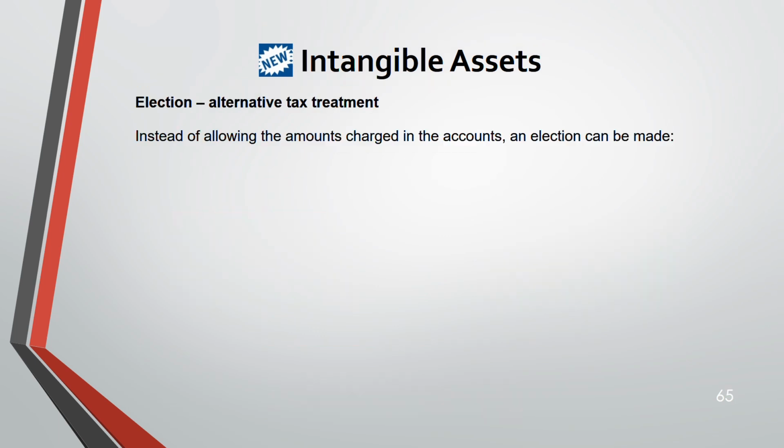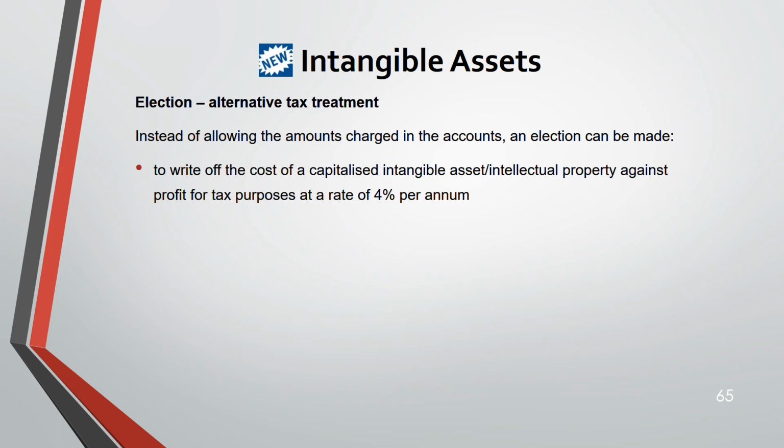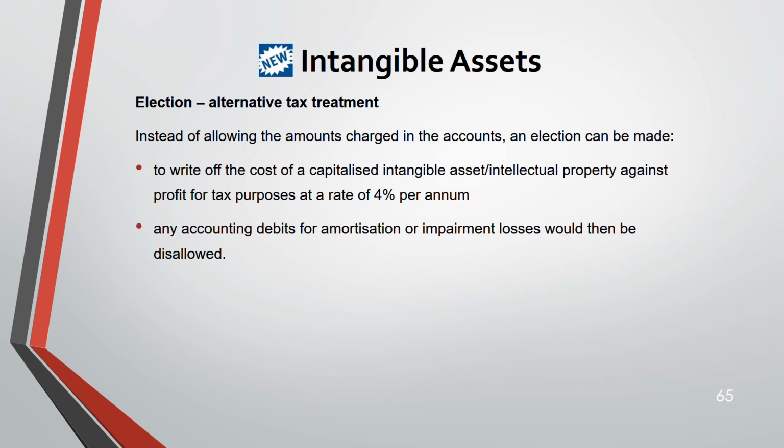Okay, now you can make an election. Instead of allowing the amounts charged in the accounts, you can make an election to write off the cost of the capitalized intangible asset against the profit for the tax purpose. For the tax purpose, you are deducting the capitalized intangible asset against the profit at a rate of 4%. That means 4% of the cost of capitalized intangible asset you are deducting against the profit. And any accounting debits for amortization or impairment loss would then be disallowed. Remember, if you are making this election, you can't charge amortization or impairment loss, then it will be disallowed.